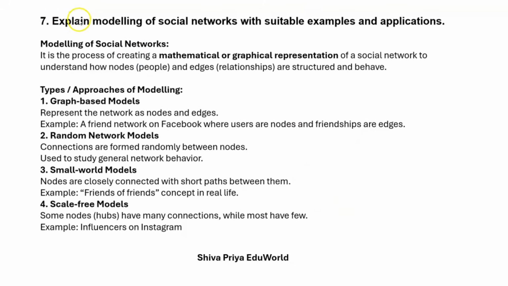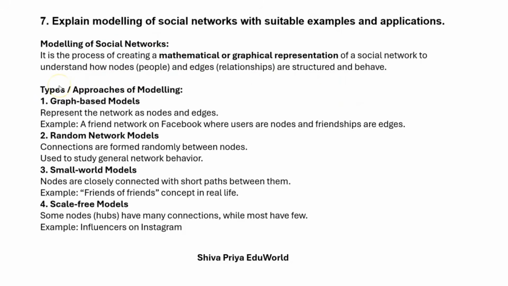And the last question is: explain modeling of social network with suitable examples and applications. Modeling of social network is the process of creating a mathematical or graphical representation of a social network to understand how nodes, here meaning people, and edges, meaning relationships, are structured and how they behave. This is about the modeling of social network.